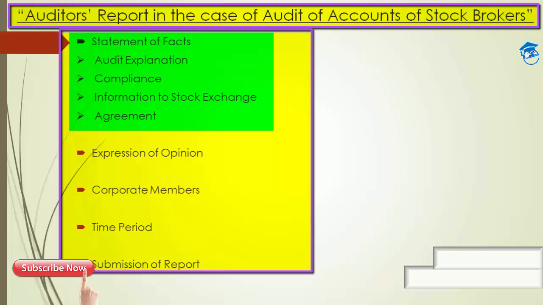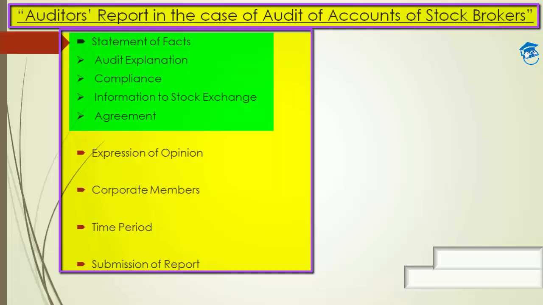Number three is the information to the stock exchange: whether the member was regular in submitting the required accounting information to the client or not. And number four is agreement: whether the balance sheet and P&L account referred to in the audit report are in agreement with the books of accounts or not. So this is about the statement of facts that needs to be covered at any cost.